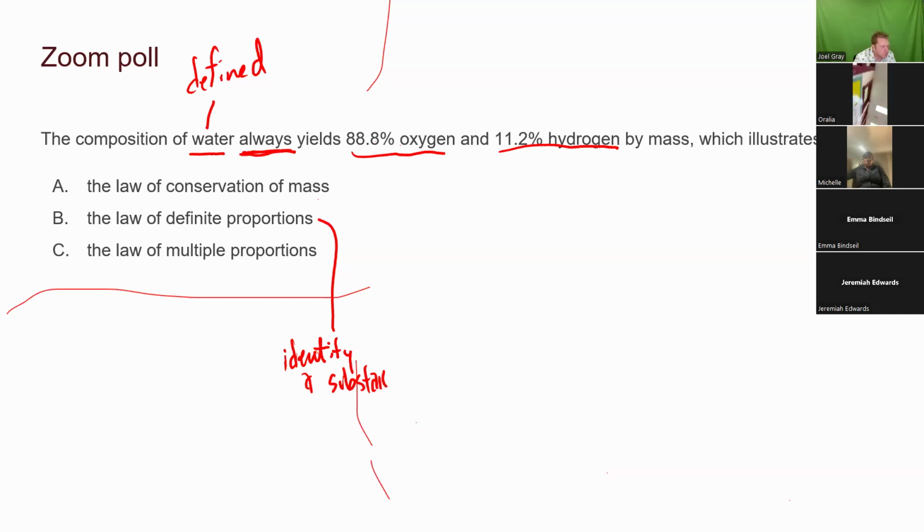Oopsies. I'm going to stop sharing my poll results. Close that. Identifying a substance. If a substance is identified, then that should be a good indicator that you're probably thinking about a definite proportion. Now, conservation. Anytime you're curious about conservation, you should be thinking about, well, is a reaction or a change described.